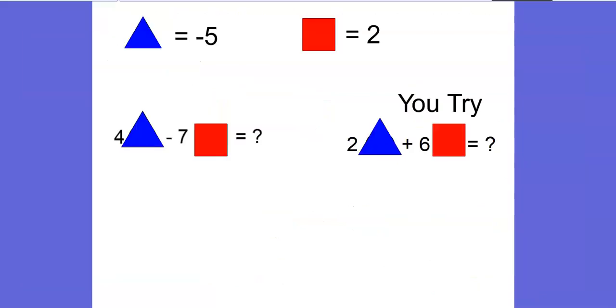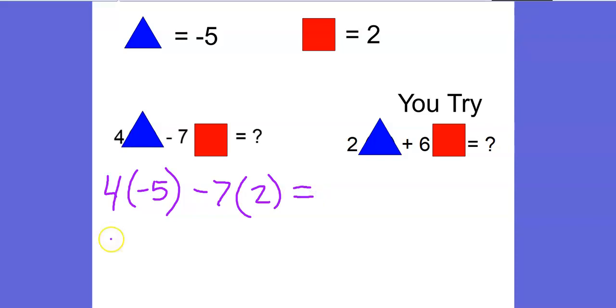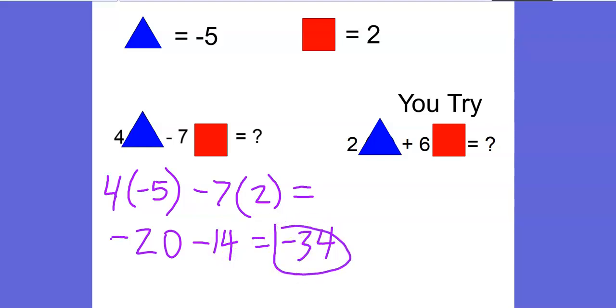Okay, next one, go ahead and write down triangle equals -5, square equals 2. In the next line, write down 4 triangle minus 7 square equals what? Well, if triangle is equivalent to -5, there's nothing going on between the 4 and the triangle, you have to assume multiplication. So that's 4 times -5 minus 7 times, in for the square is the number 2. So let's do that math. This is -20. This is -14. So we get a combined number of -34.